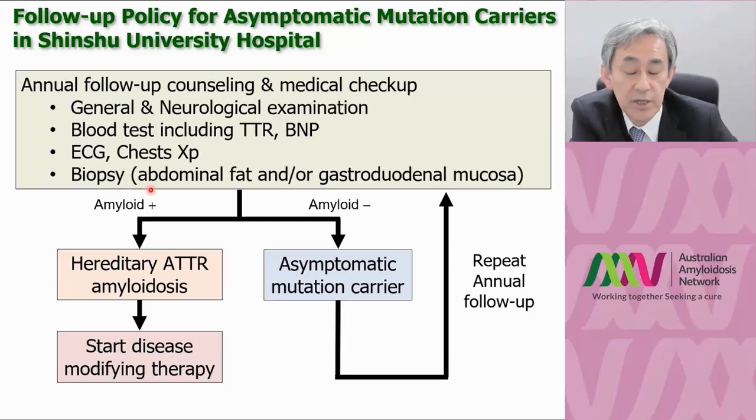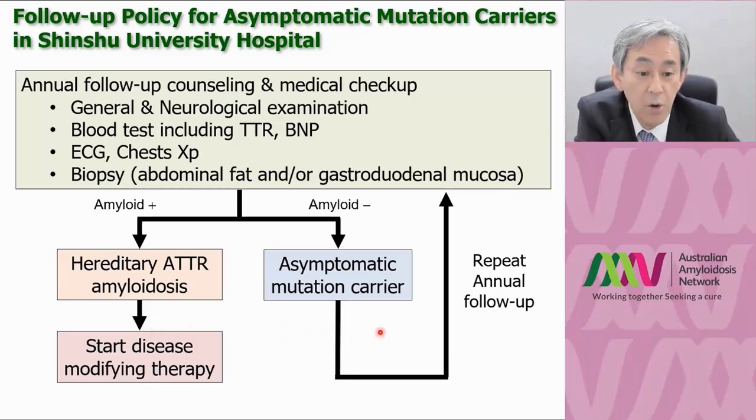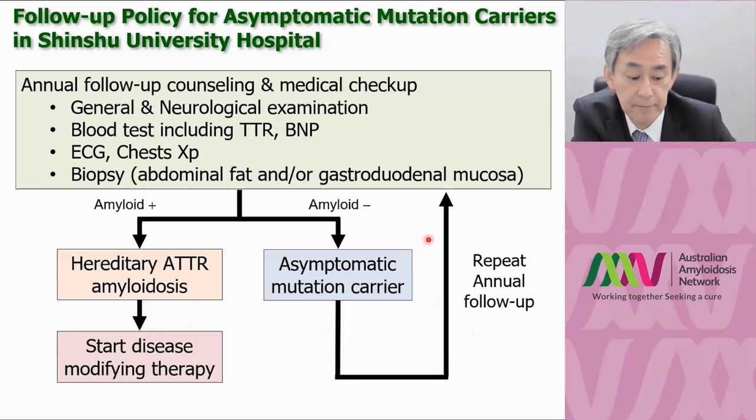If a patient is diagnosed as already having developed amyloidosis, we start disease-modifying therapies. If we cannot find any findings suggestive of amyloidosis, we repeat annual follow-up.